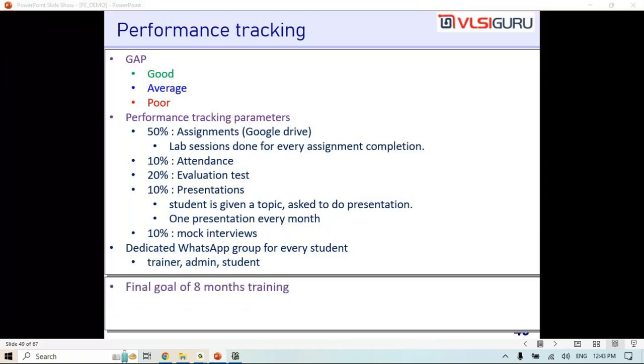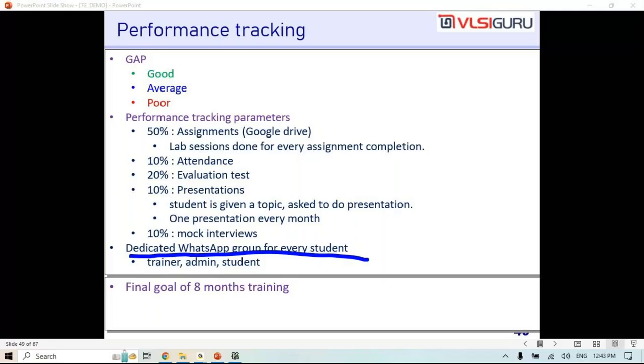And we will create one dedicated WhatsApp group for every student. Some of you might have already enrolled and might have one WhatsApp group. You have to use that group whenever you need support. It could be as simple as, I didn't get the course material, I need a support session today, I need a mock interview. That is the group where you can connect with our team and get the support.